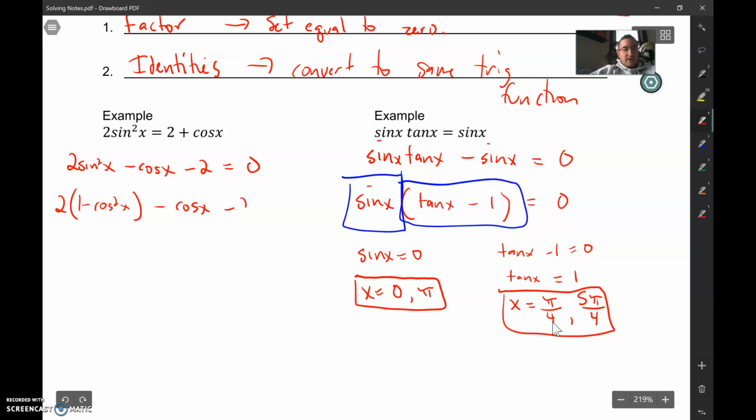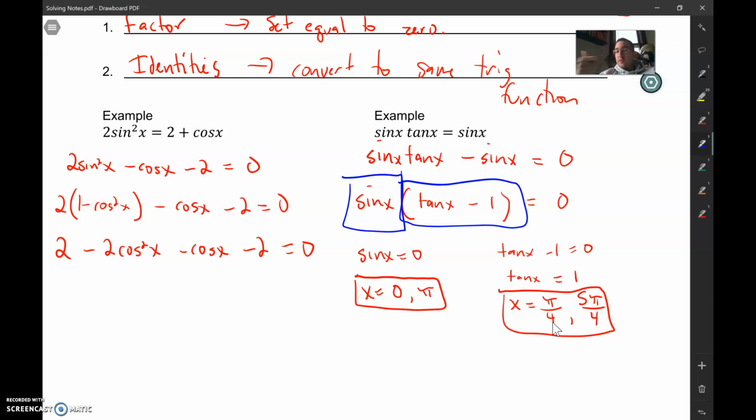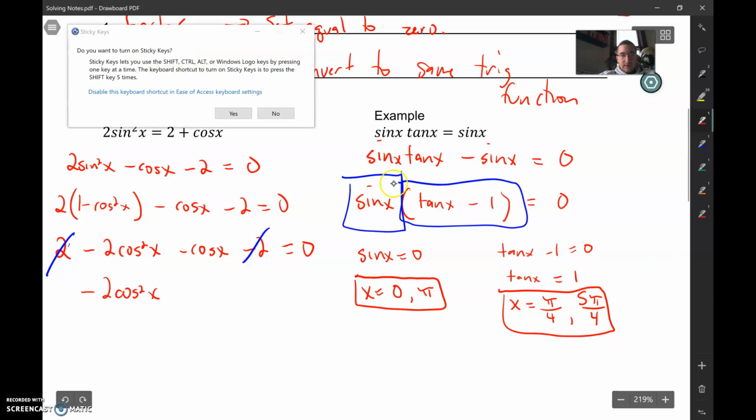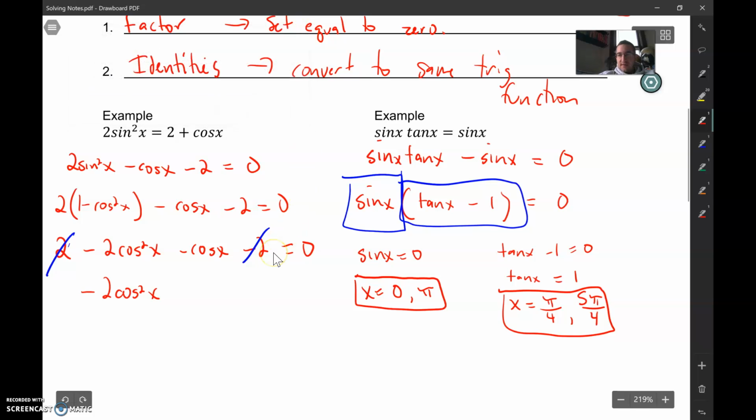Still have my minus cosine and my minus 2. And now let's do a little algebra from here, because now we've got 2 times 1 is 2. 2 times negative cosine squared is negative 2 cosine squared, minus cosine, minus 2 equals 0. I'm hunting now for what's going to cancel, what's going to simplify. I see that this 2 and this negative 2 cancel. And so at this point, I am left with negative 2 cosine squared minus cosine of x equals 0. So now we've got everything in cosine form.